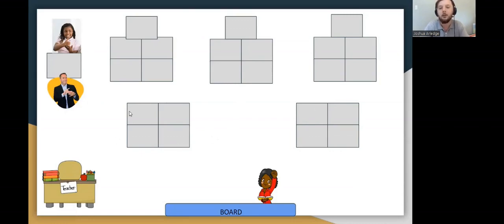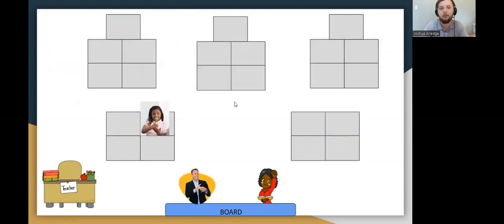So a better seating arrangement might look something like this. Here, we have the student sitting with peers. They're not off to the side, they're included in the classroom. They have a seating arrangement similar to that of their peers. And another important thing to note is that the student is able to see the board, the teacher, and the interpreter all in the same line of view.